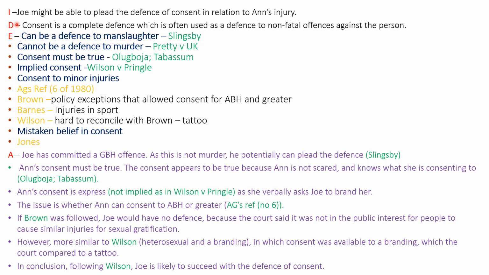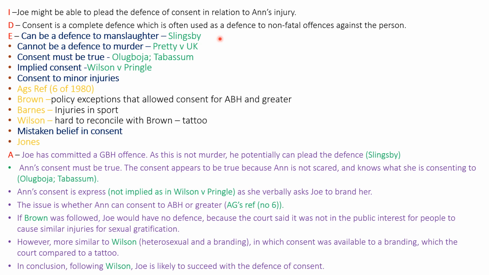So I've defined consent by saying consent is a complete defence which is often used as a defence to the non-fatal offences against the person. So this is particularly relevant for us here because Joe is potentially liable for a non-fatal offence against the person against Anne, i.e. GBH. And it's useful at this point to say what other offences consent may be a defence to. So consent can be a defence to manslaughter, and you could use the case of Slingsby to support that.